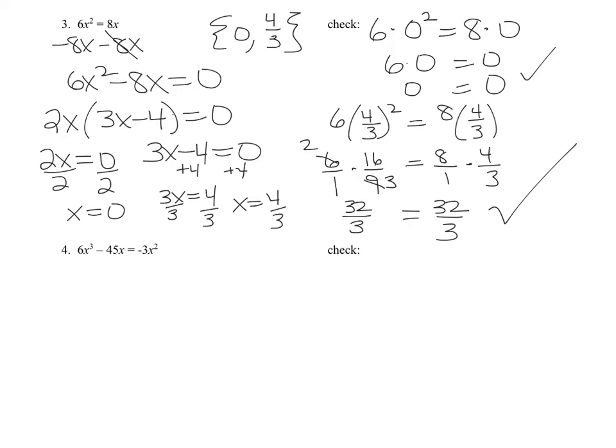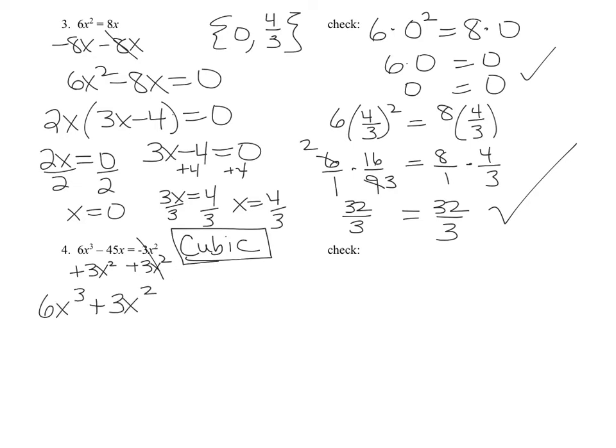Now number 4, you might be like, wait a second, this isn't a quadratic equation, and you're right. This one right here is a cubic equation, but that's okay. We can still solve it the same way. So cubic equations, you just put them in order from the highest exponent down to the lowest exponent. You still have to get the whole thing equal to 0. So I'm going to add the 3x squared to both sides, and that 3x squared should live in the middle, right? So I'm going to start this with 6x to the third. Then I'm going to do plus 3x squared in the middle minus 45x. And then the whole thing is now equal to 0.